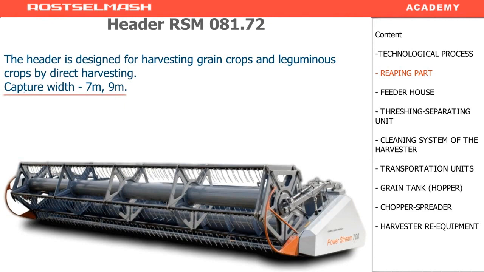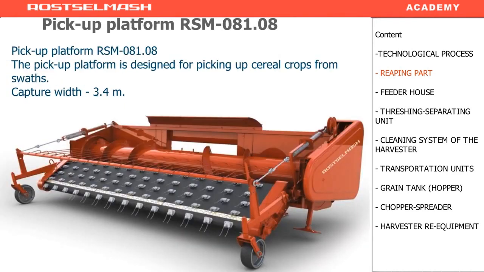Next comes the pickup platform RSM 081.08. It is used for split harvesting. When the crop is harvested and left in swaths, using the platform, we pick the harvested crop from the swaths and feed it to the combine. The capture width is 3 or 4 meters.